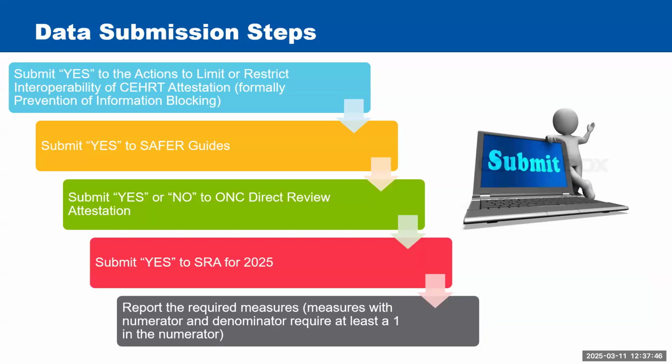And let's talk through some submission steps. So as we talked about in the last webinar of the series, you will need to answer those attestation statements. You must attest yes to preventing information blocking. You must submit yes to having reviewed and completed those high priority SAFER guides. Submit yes or no attestation to the ONC direct review statement. Submit yes to having conducted an SRA in the performance year. And then you will need to input your numerator and denominator performance, or attest yes that you have completed the objectives we discussed. If your vendor is submitting on your behalf, this is where that'll take place as well.